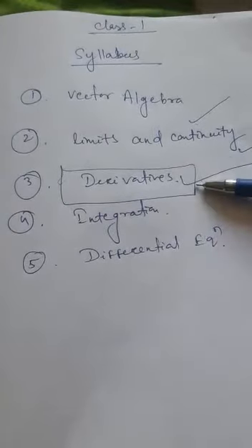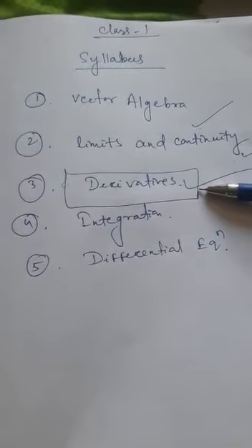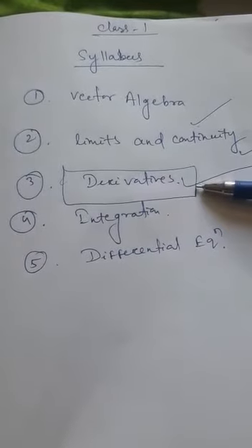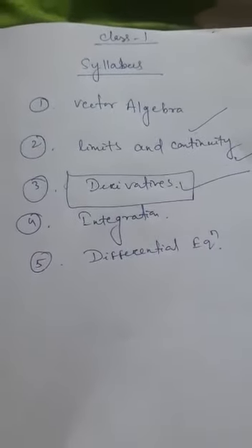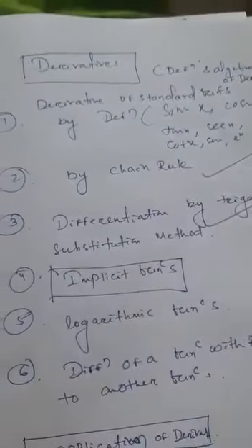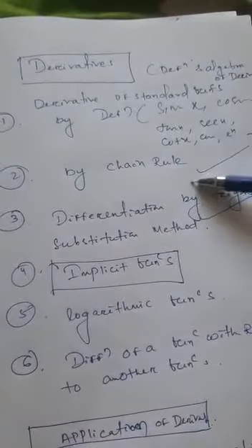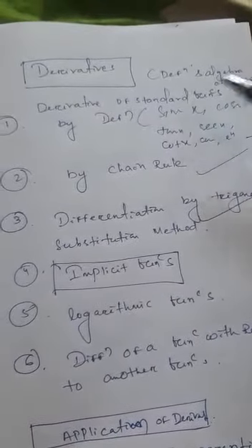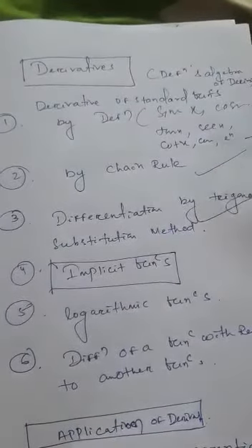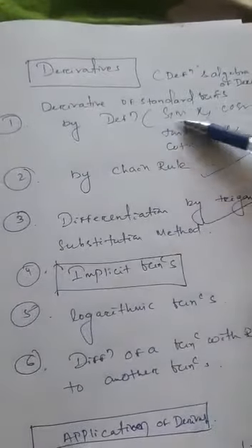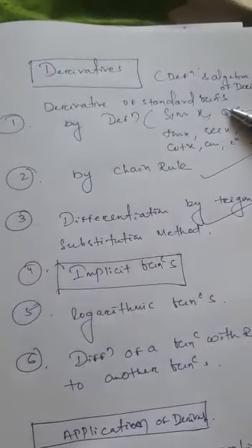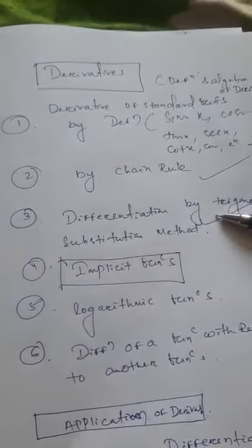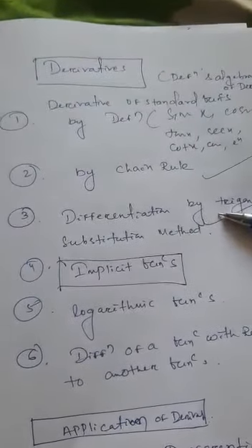Before the lockdown situation due to this COVID-19, we were discussing chapter number 3, that is the derivative portion. So now in the derivative portion, these are the things that are present in the derivative chapter, but we have completed up to the definition of derivative and algebra of derivative of some standard functions by definition method. The chain rule method is also over, and derivative by trigonometry substitution method is over.